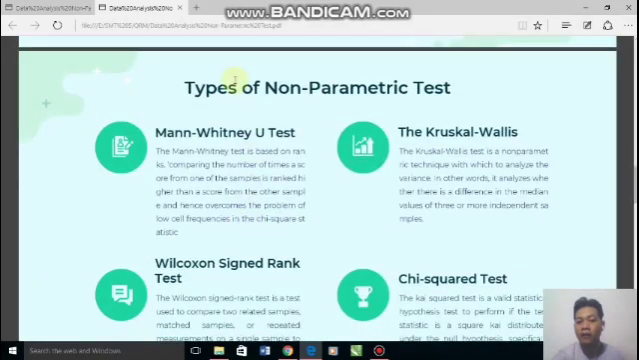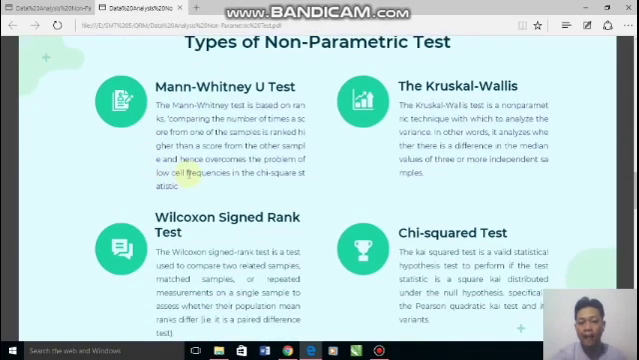For the types of non-parametric tests, there are four types. The first is the Mann-Whitney test. Second is the Wilcoxon signed-rank test. Third, the Kruskal-Wallis test, and fourth, the chi-square test.